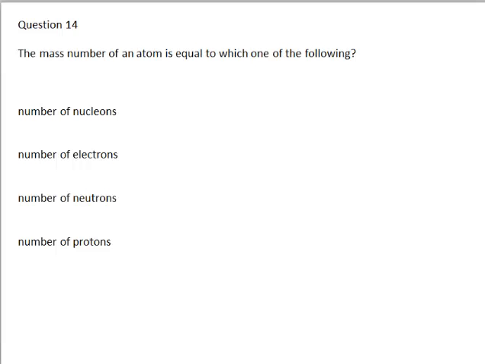Question 14, the mass number of an atom is equal to which one of the following? So mass number, let's first of all identify what that is. Remember, to have a mass number, we have to be in isotopic notation. So there would be our symbol, whatever the atomic symbol is for that. And then the mass number is in the upper left-hand corner. The atomic number is in the lower half. And then the charge, whatever the charge of that species is in the upper right-hand corner.